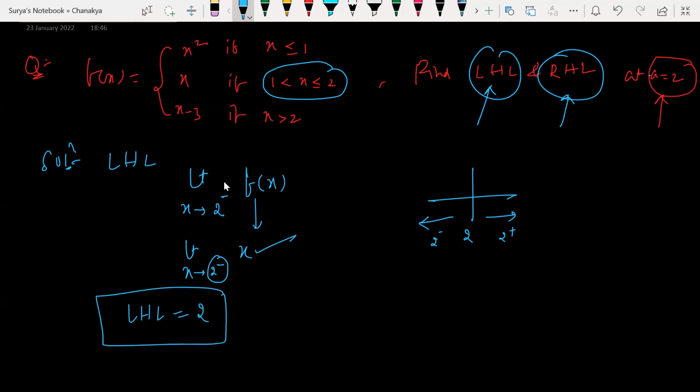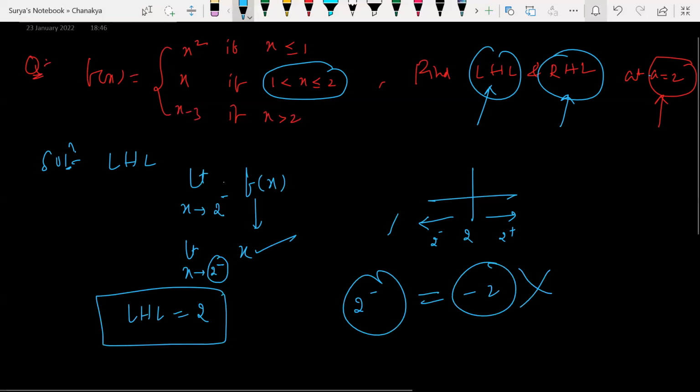Sir, here it is 2 minus. You have 2 minus here. That doesn't mean that you have a negative 2 there. So 2 minus is not equal to minus 2. Getting my point? 2 minus is not equal to minus 2. 2 minus is nothing but left side values of 2.